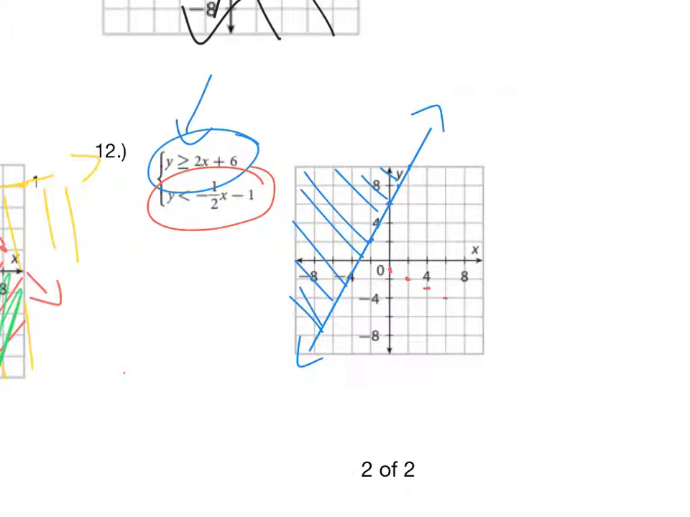This one will be a dashed line because it's a less than symbol. So we're not including it in our solution set. So it'll be a dashed line just like that. And its y is less than, which would mean we're going to shade the bottom portion of this line. And you can already see where they overlap, which would be, I'll do this in green again, this green section right here would be the solution to this system of inequalities.